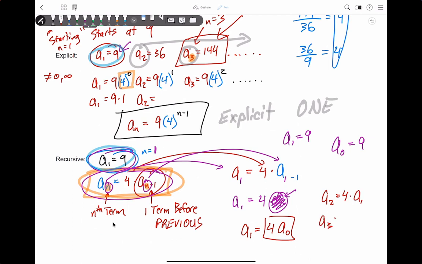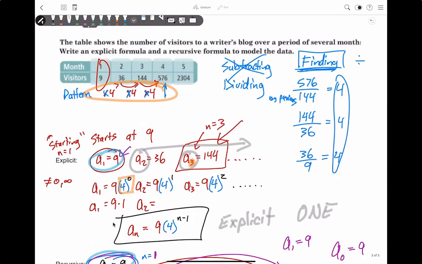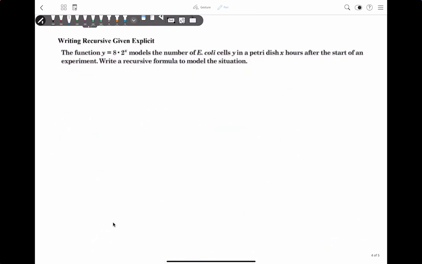The third term will be 4 times the second term. The fourth term will be 4 times the third term. And it's because we're putting into this recursive formula n is 2, n is 3, n is 4, and so on and so forth. So again, if you need to pause, rewind, or whatever you need to in order to get that, please do so.